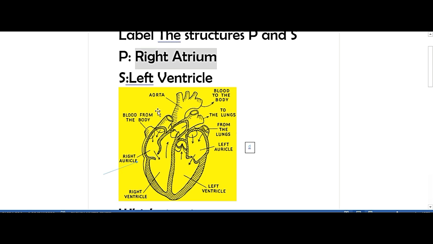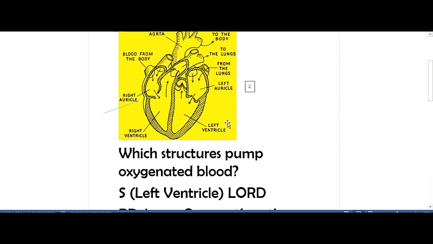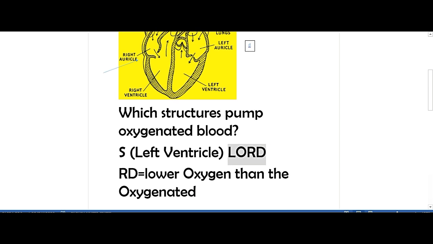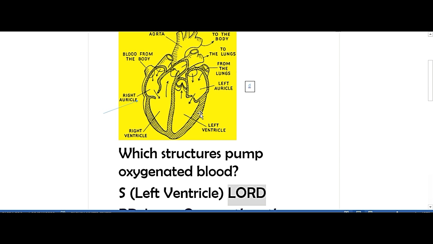Both of the sides, the atriums are always on top of the ventricle, and the structure S is the left ventricle, and it's the muscular part because it has to pump the blood to all parts of the body to circulate. Which structure pumps oxygenated blood? It's the left ventricle, which is S.